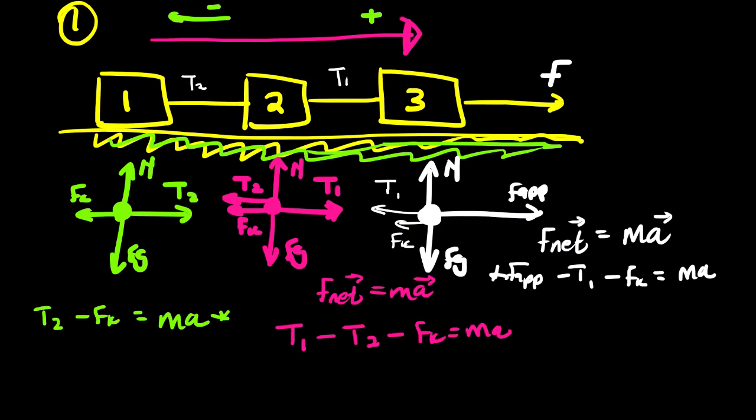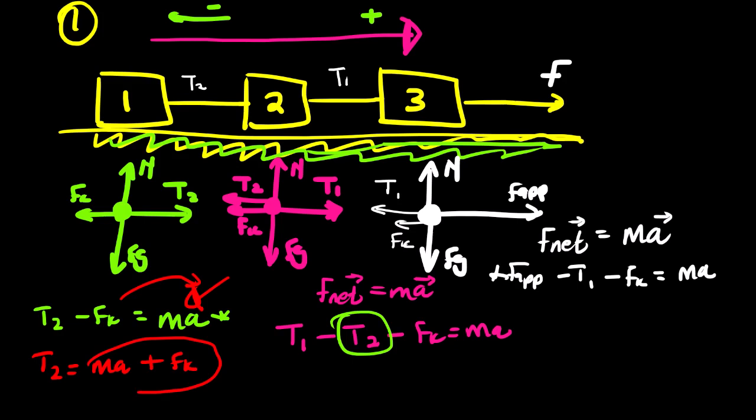So where we see T2 in object 2, we can substitute it by the subject of the formula of this equation. So you can transpose this to the other side. Then we are going to have T2 is equals to Ma plus Fk. So where we see T2, we can substitute by this.